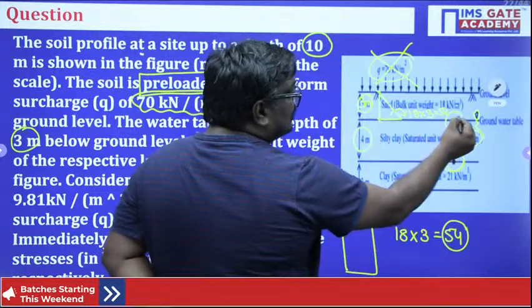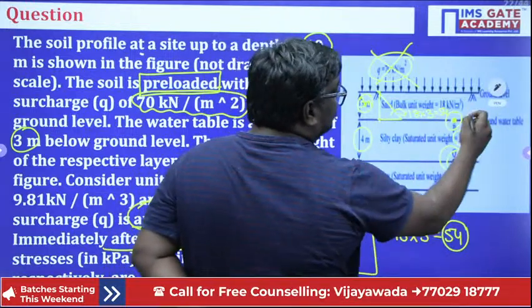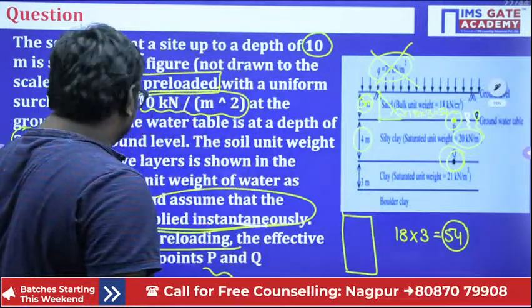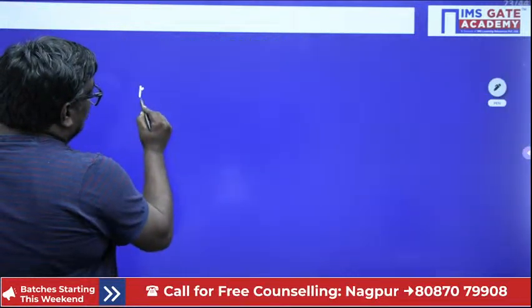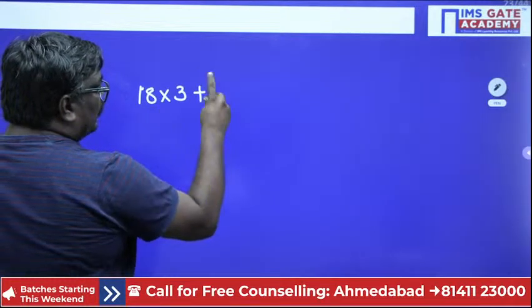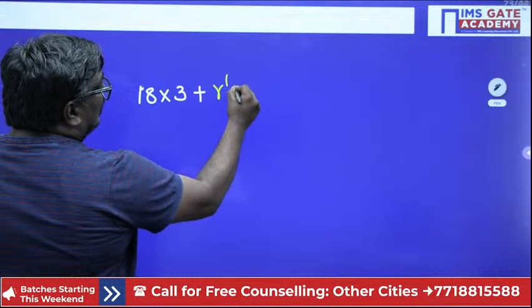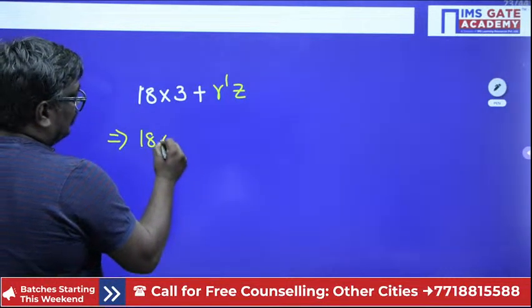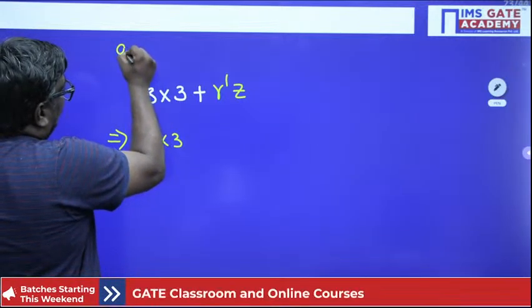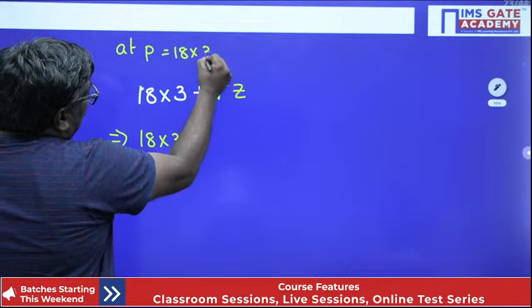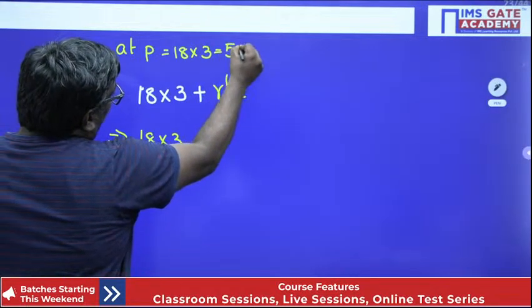But there is a water table. Here, if you observe, there is a water table. So water table means 18 into 3 plus, whenever there is a water table, I told you it should be gamma dash into Z. So here 18 into 3. So at point P, you can write it as 18 into 3, my dear students, that is equal to 54.